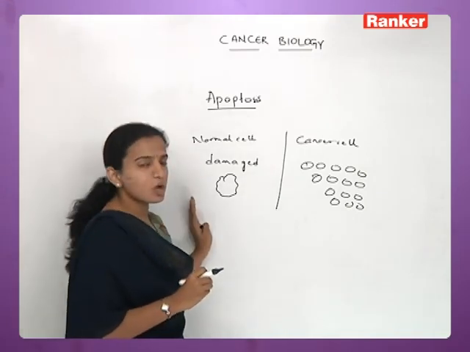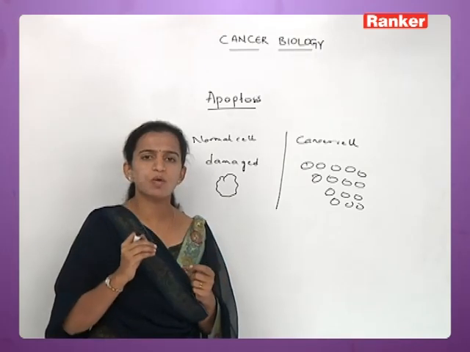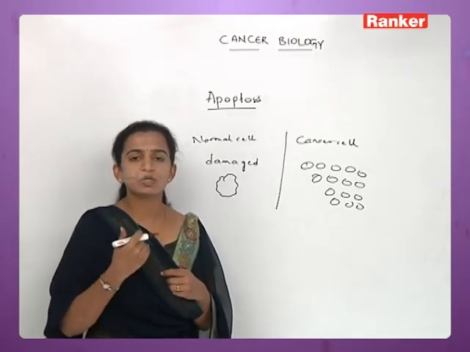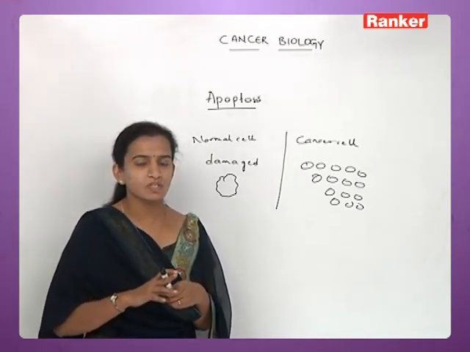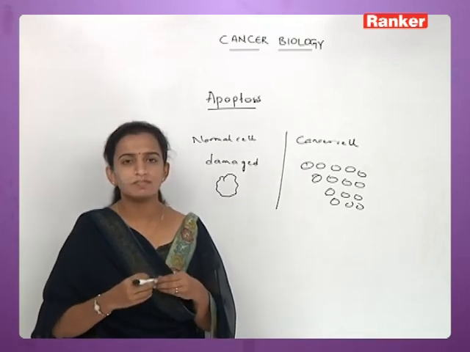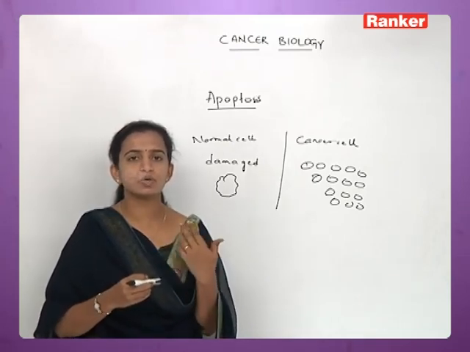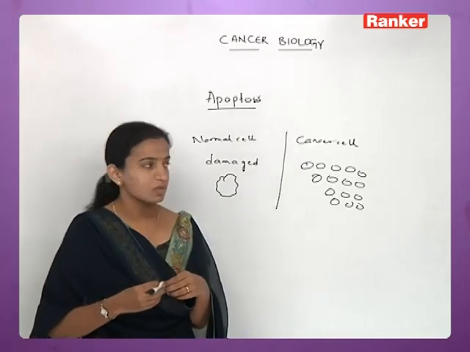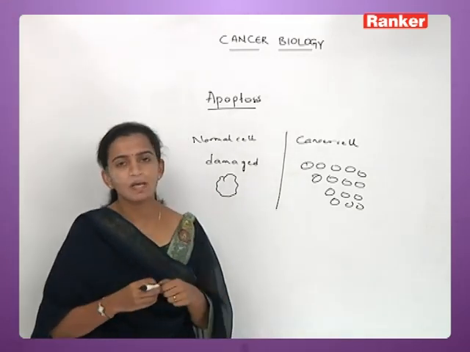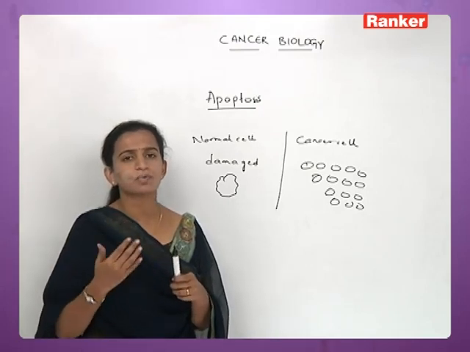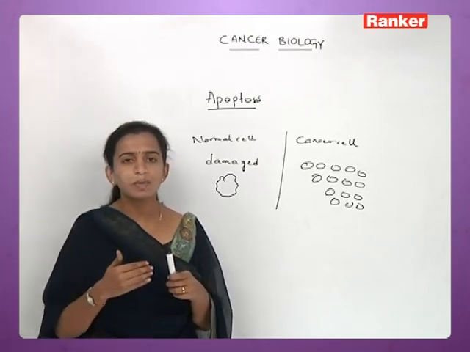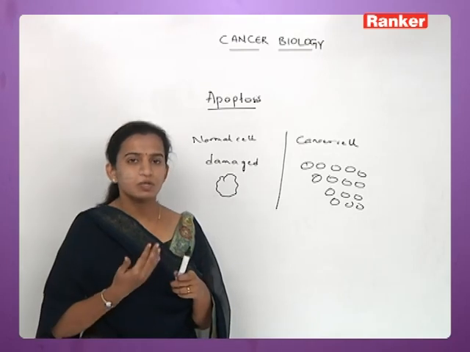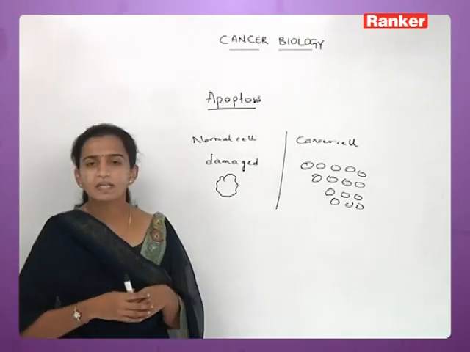Coming to the normal cell, if there is a small problem in the cell, it undergoes a process called apoptosis. Apoptosis means killing itself. So that means if it is a damaged cell, it goes for a proper division or it doesn't go for a division. But here in the cancer cell, there is no such rule and regulation. Even if it is damaged, it is going for the division. So this sort of thing is seen in a cancer cell.